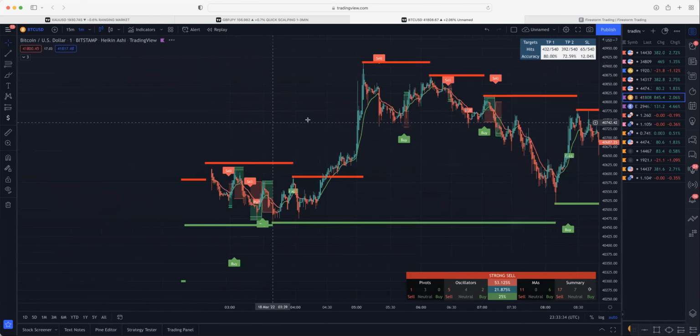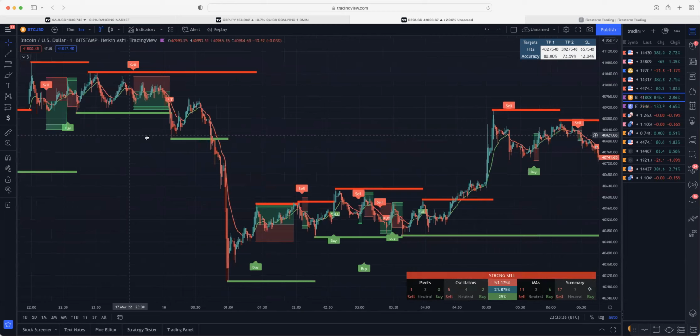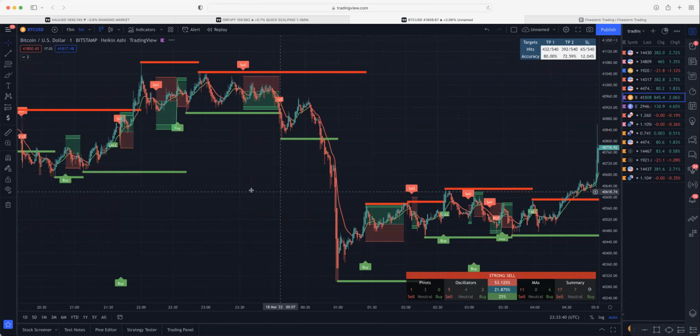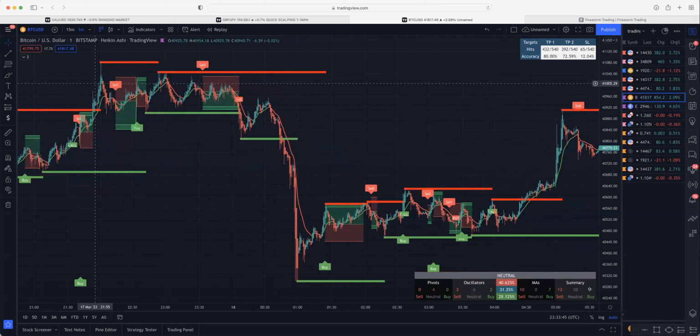This is just a 1 minute chart, by the way. You can work off of a much higher time frame and be able to catch way more pips, way more pips.